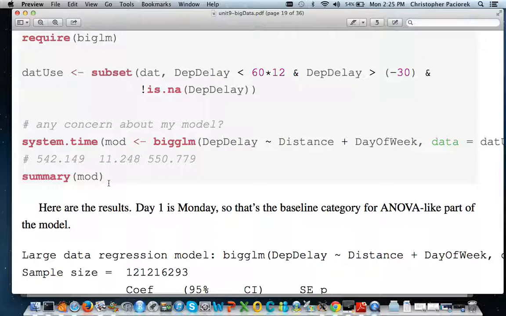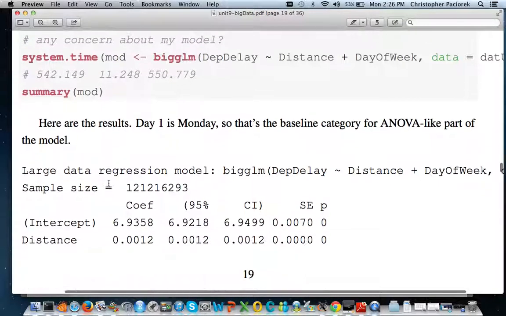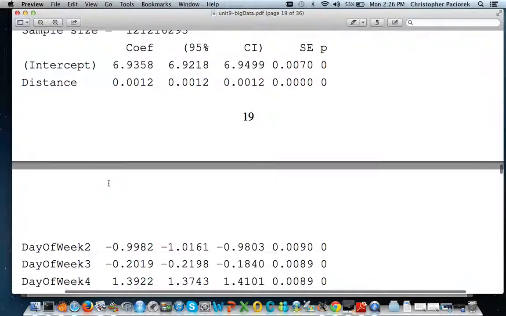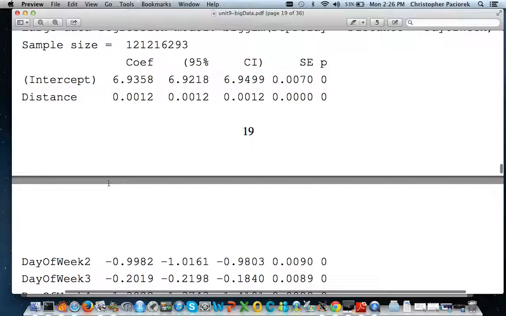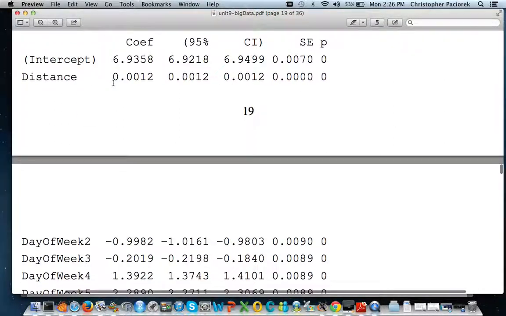I wouldn't be able to fit it unless I had a huge amount of memory if I weren't doing it using this ff package and the biglm package. And it takes something like 7 or 8 minutes to run in this case. And then the results I get back, which are unfortunately split across the page, are: this is the average delay in minutes, the intercept, adjusting for the other variables.